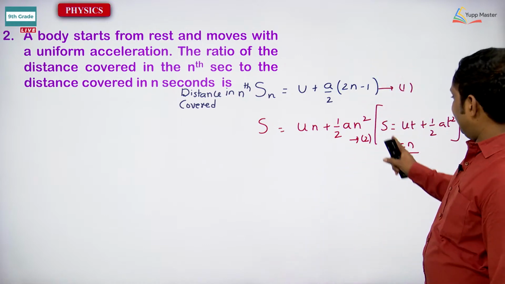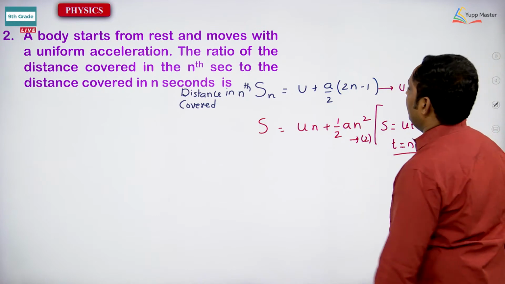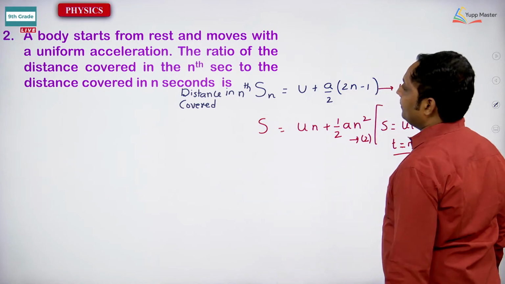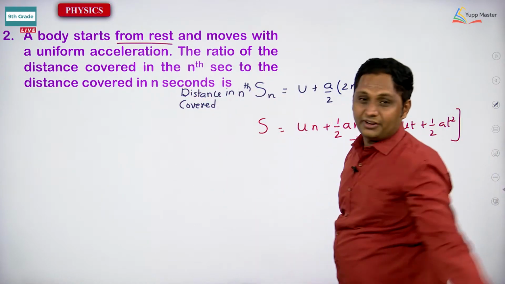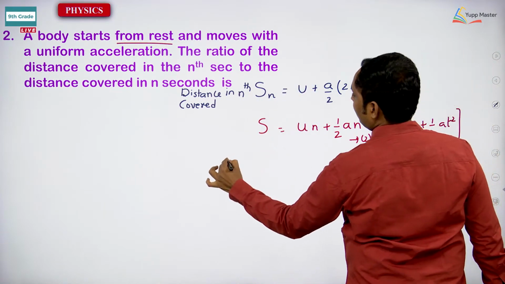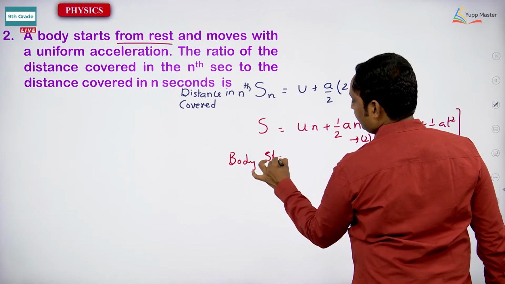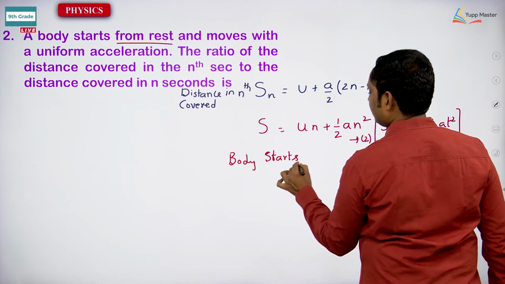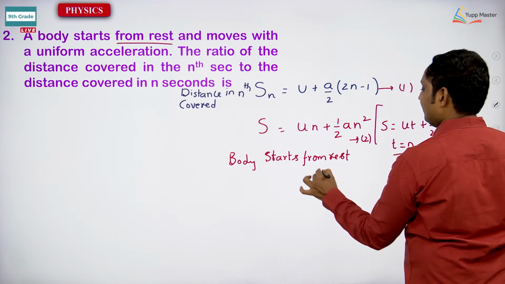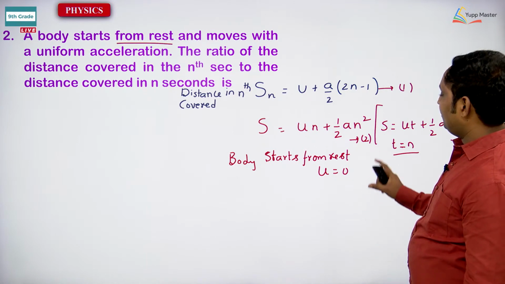Now, you are finding that ratio, they are asking the ratio of distance. You have to consider that a body starts from rest, that is very clear. Does it go to 0? Yes, the body starts from rest. Therefore, u is equal to 0. Initial velocity is going to be 0.